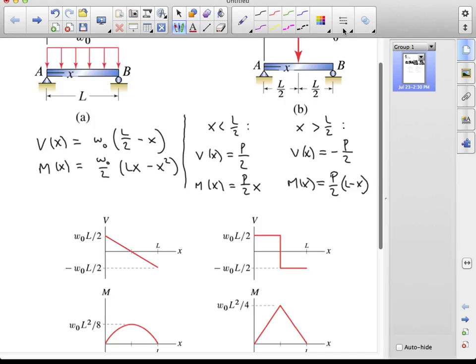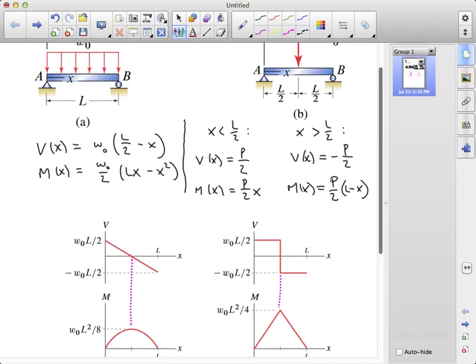A couple of issues merit discussion. Note that, once again, the peak in the bending moment distribution coincides with the location where V goes to 0. This isn't just a coincidence, and we'll be discussing it further in section 8.3. For P equals W0L, the bending moment distribution has a piecewise linear sawtooth shape, and it peaks at twice the value of the bending moment distribution for the parabolic shape associated with the uniformly distributed load.